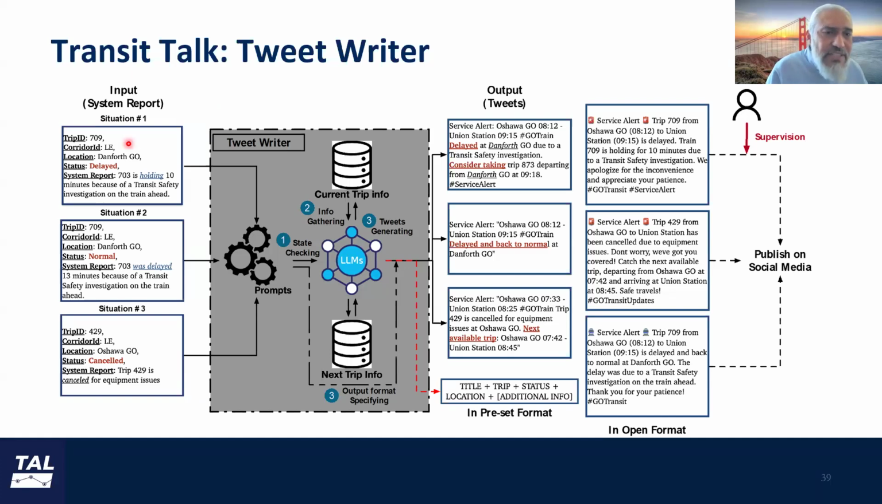Whenever there's a service alert found in GTFS RT, the Tweet Writer immediately constructs a tweet. It can generate it in a preset, standard format, or it can make it in an open format that is sort of fun-filled. If the bus route being affected is one that serves a lot of school students or university students, it might use a format that is more appealing to them.